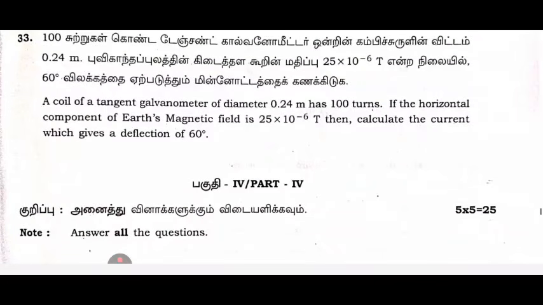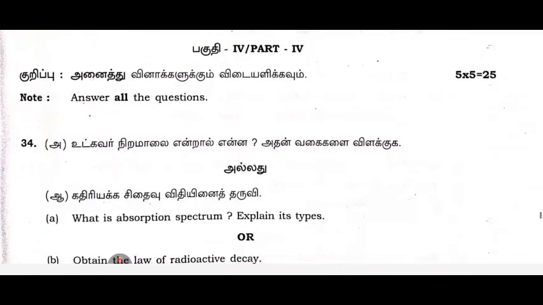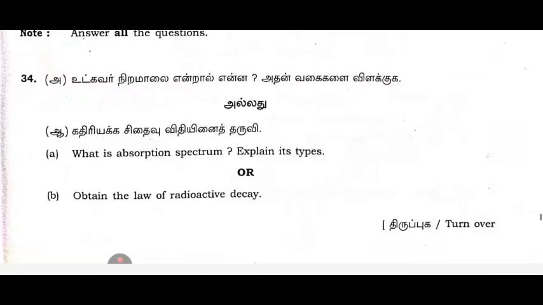33, a coil of a tangent galvanometer of diameter 0.24 m has 100 turns. If the horizontal component of Earth's magnetic field is 25 × 10^-6 T, then calculate the current which gives a deflection of 60 degree. Next, Part 4. Answer all the questions. 5 marks each, total 25 marks.